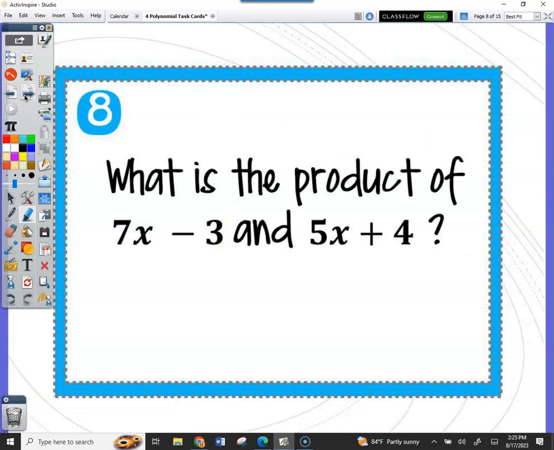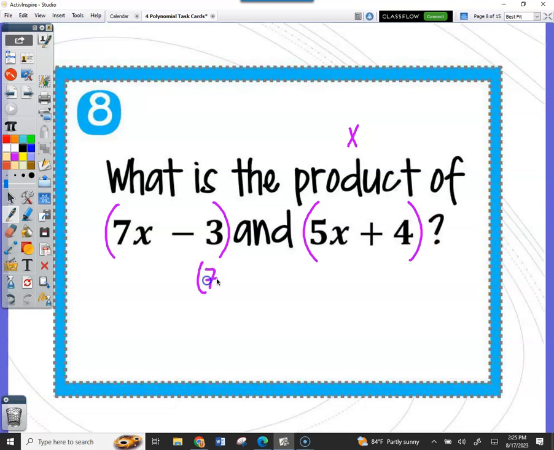All right, this one is, what is the product of 7x minus 3 and 5x plus 4? Is it product, multiply? Yes, it is. So this is just saying multiply. Product means multiply. They're saying, hey, here's this, and you're going to multiply them together.